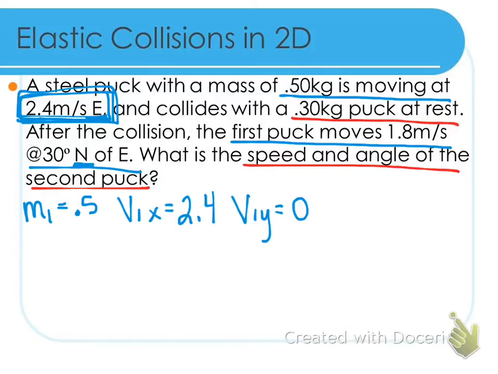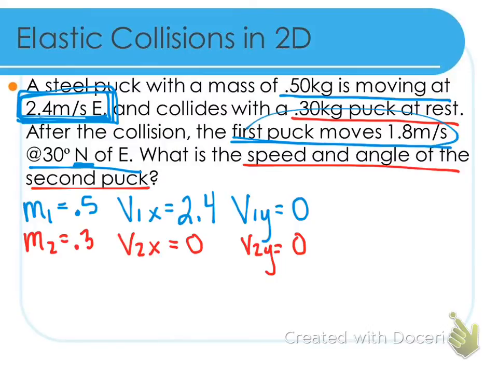Let's look now at the second puck before the collision. So M2 is equal to 0.3. V2x is equal to what? Yeah, 0. Why is it 0? Yeah, it's at rest. So both of these are 0. Okay, do we see why we're splitting these into X and Y? For right now, for the beginning part, it doesn't make a big difference to us. But after the collision, then we see them moving in 2 dimensions, which means we have to solve the whole problem in 2 dimensions. Okay, now let's look at post-collision.